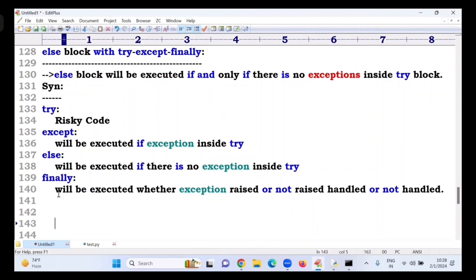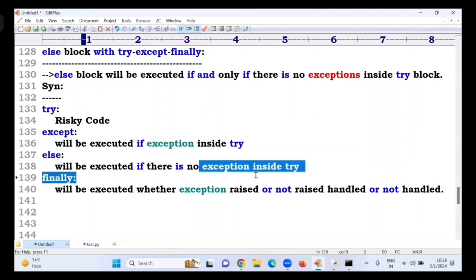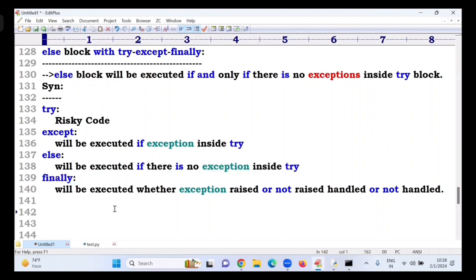In the try block we have tried risky code. Except will be executed only if any exception is raised. The else block is executed only if there is no exception. Finally always will be executed.